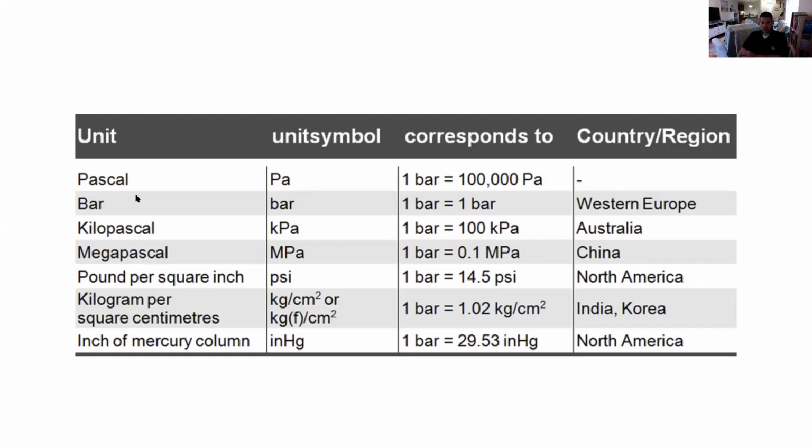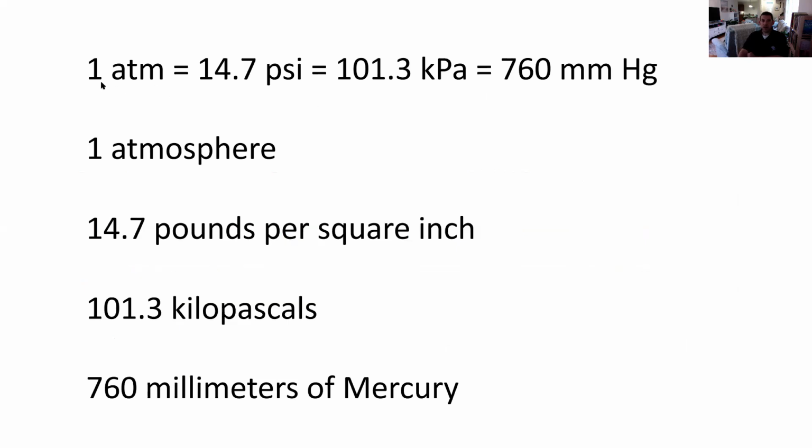There are several different units for tire pressure: the pascal, the bar, the kilopascal, the megapascal, the pound per square inch, kilograms per square centimeter, inches of mercury. Not listed here, millimeters of mercury, torr, and atmospheres. So tons of pressure units. We're only going to use a certain number. We're going to use either the atmosphere, abbreviated ATM, pounds per square inch, which is PSI, kPa, which is kilopascals, or millimeters of mercury, which is mm of Hg. Sometimes you just see it as mmHg.